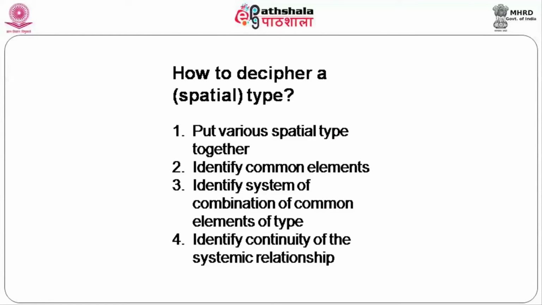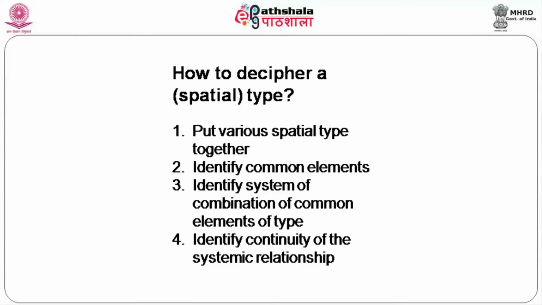The third is to identify systems of combination of common elements of the type. So, what are the rules of combination? Whether it is additive, whether it is subtractive, etc. Then the fourth is to identify continuity of the systemic relationship. If, for example, a courtyard is in relation to two kinds of room, is this relationship continuous in all of these? Then this is the first hint or indication of an idea which is continuing, and therefore of understanding the type, or how you decipher a type.